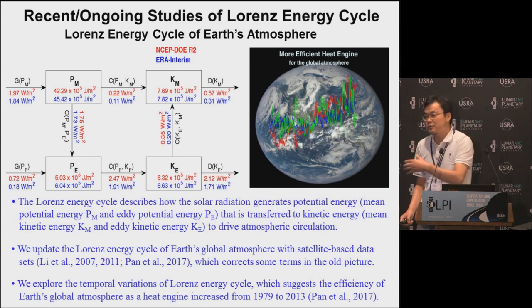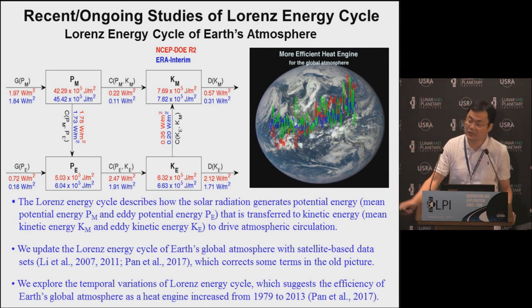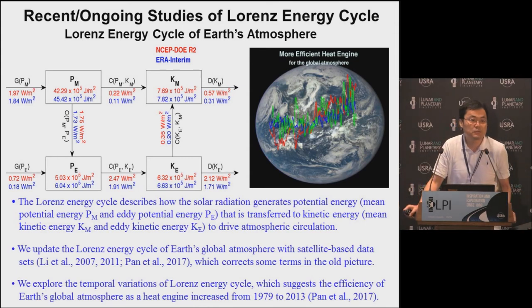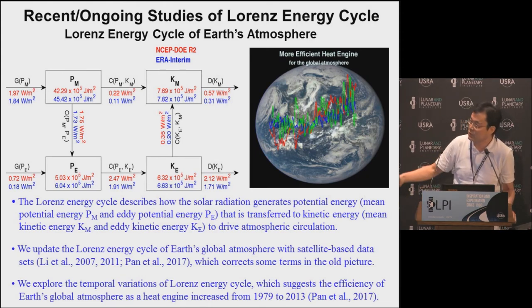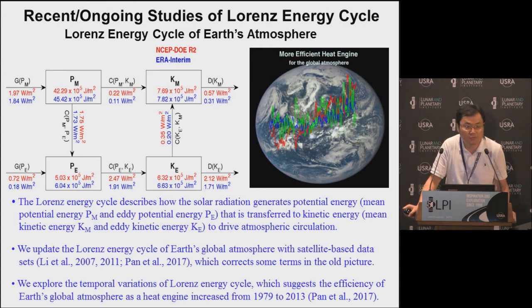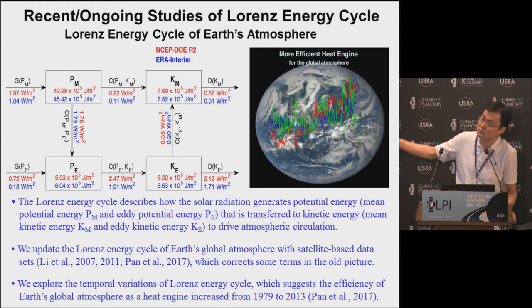But anyway, here are the results for Earth. The previous results were based on very limited observations. Right here, we have modern times, we have satellite observations, so we double check the big picture of the Lorentz energy cycle for Earth. Right here, you have new values. If you compare the new picture with the old picture, you can find some terms in the old picture are not correct.